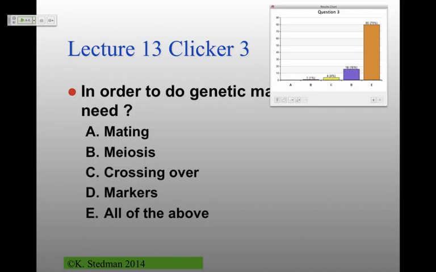Okay, this time I agree with you. Yes, if you're doing genetic mapping, you have to have mating, meiosis, crossing over, and markers, all of the above. So that is correct. And that is one of the big problems that people have with doing human genetics, because humans don't mate with the right other human most of the time in terms of being able to do genetic mapping. So you have to use a whole bunch of other tricks.